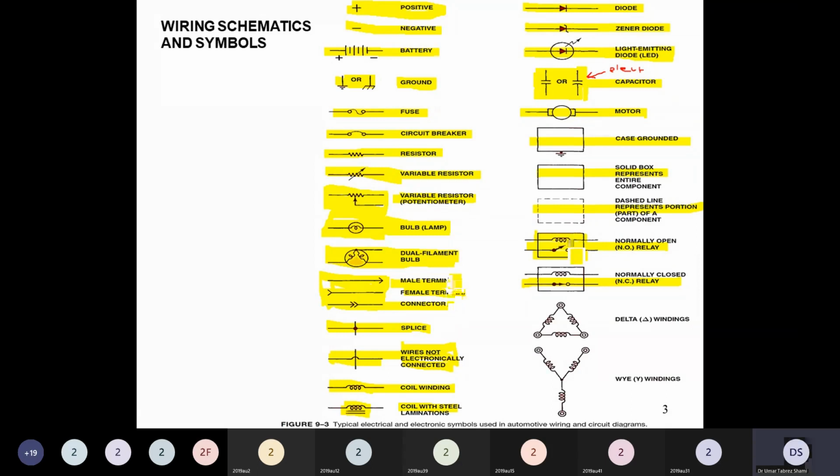So these two symbols, they represent the same device.